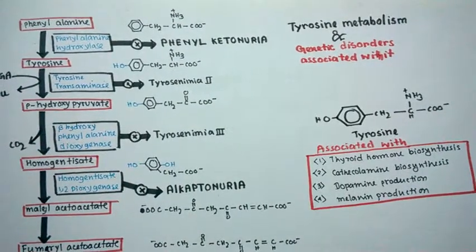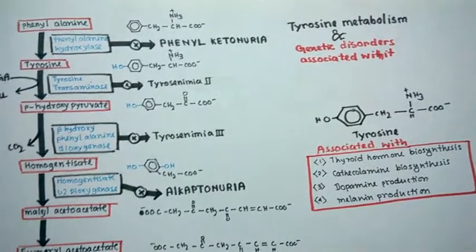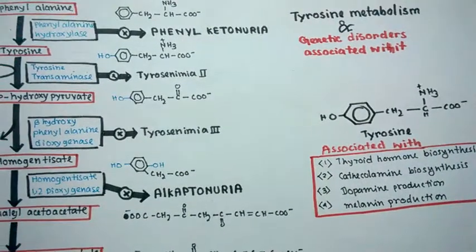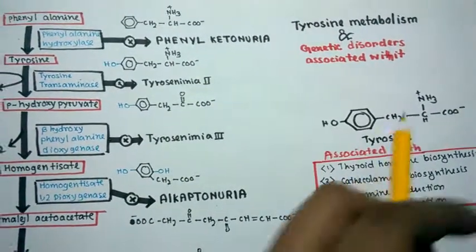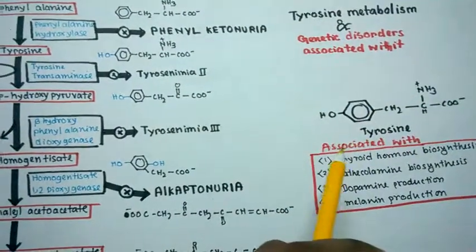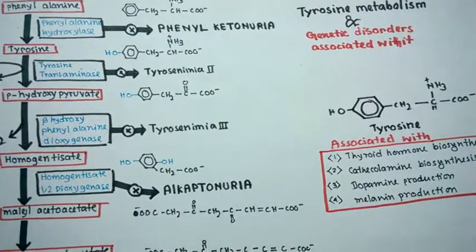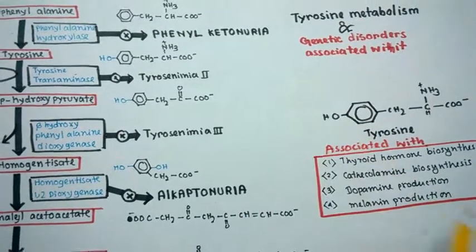Tyrosine metabolism. In this video, I'm going to talk about tyrosine metabolism and how it is associated with genetic disorders. As you can see, this is the structure of tyrosine, and it's an amino acid. It's very important in our body because many biosynthetic pathways require tyrosine.